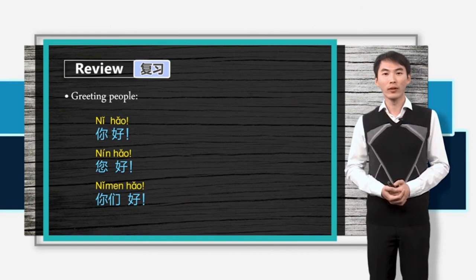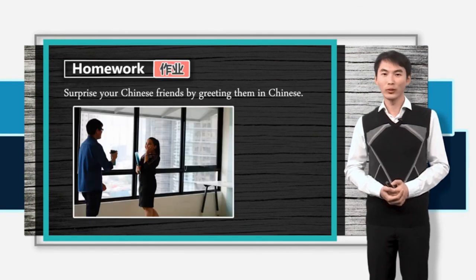Today, we have learned how to greet Chinese people by 3 ways. 你好, 您好 and 你们好. Why don't you surprise your Chinese friends by greeting them in Chinese and tell them you start learning the Chinese language?